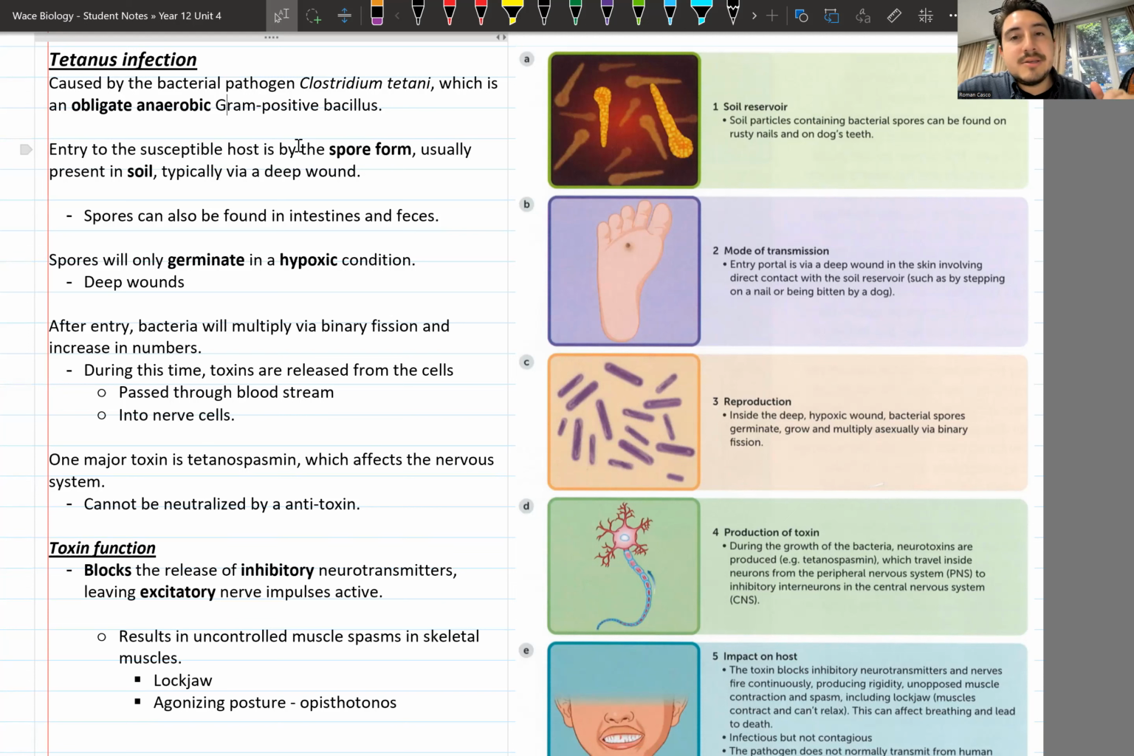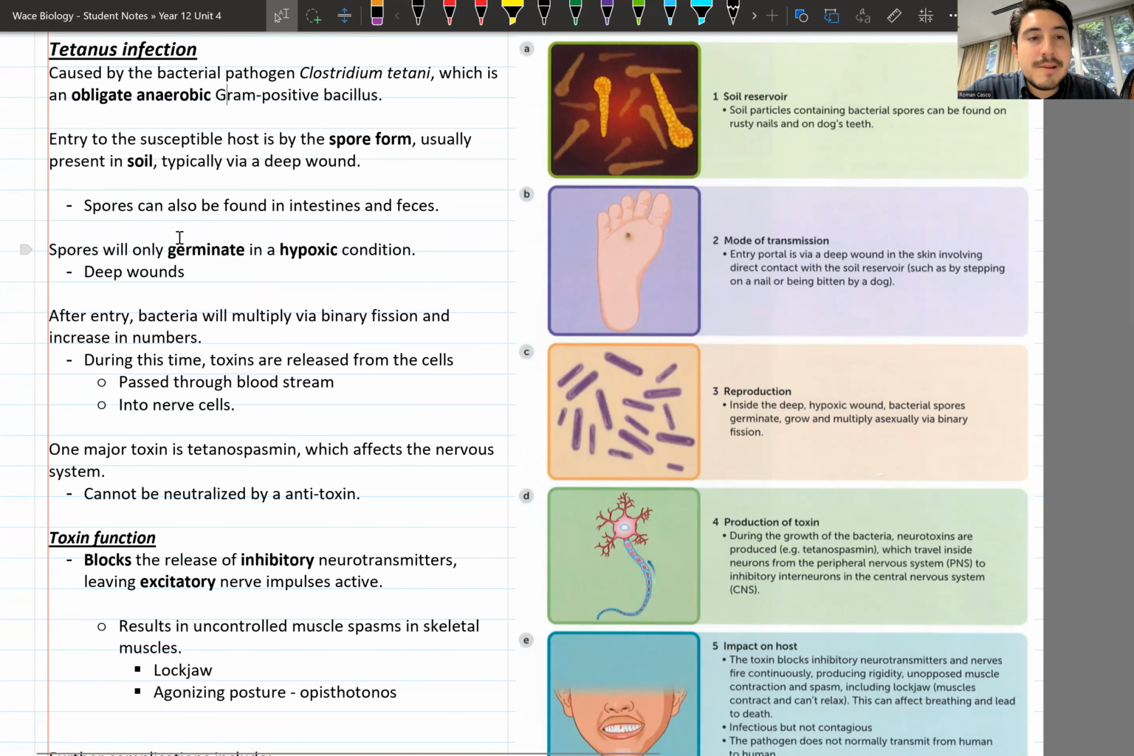They typically like to thrive in deep wounds, in deep tissues, right? Deep muscle tissues. There's not much oxygen in general circulating within our body in these particular tissues, right? So they're generally hypoxic, right? They have very low oxygen levels compared to like the blood or the lungs, right? So one thing about this infection is that the spores will germinate in hypoxic conditions like deep wounds. Okay.